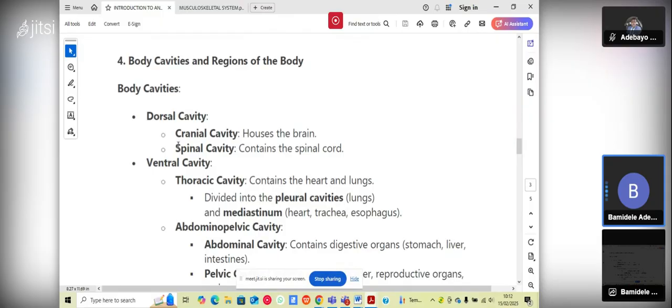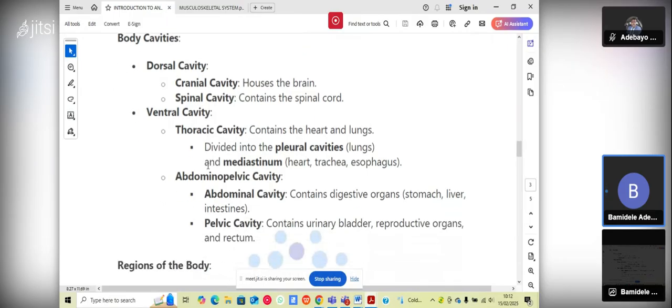Okay. We have the spinal cavity. That is the hollow space that contains the spinal cord. So they are named according to the organ which they protect. Cranium, brain, and spinal cord.